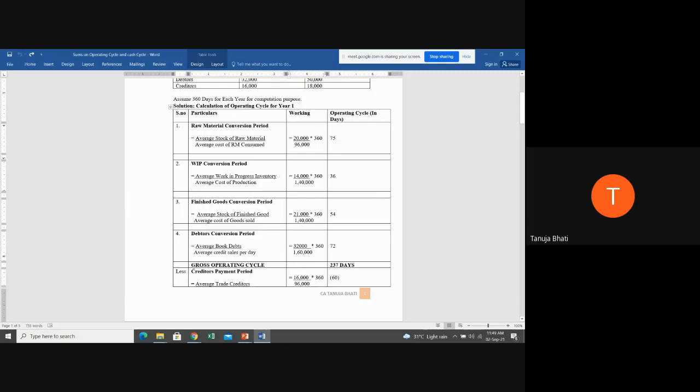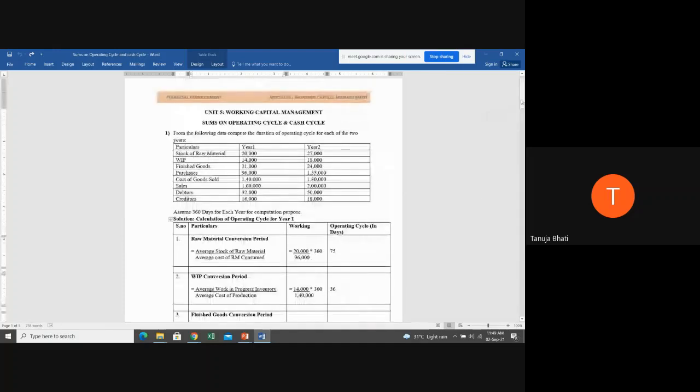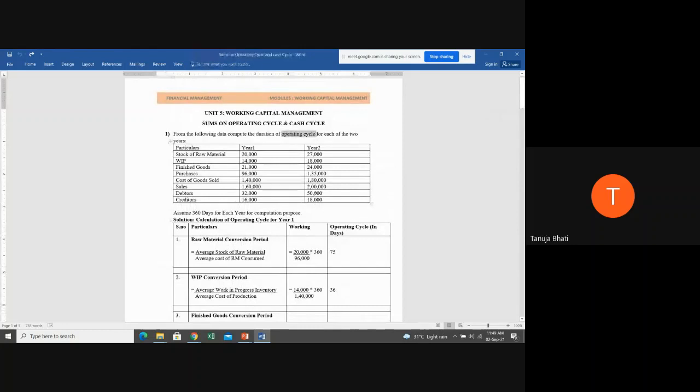From this gross operating cycle, when you minus the creditors payment period, you will get the net operating cycle. Again, I'm repeating, they have just asked you to compute the duration of operating cycle. They did not tell you to calculate gross operating cycle or net operating cycle. Therefore, you're going to do the entire process up to net operating cycle.